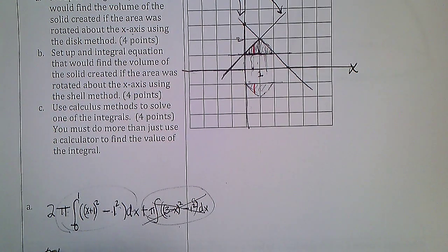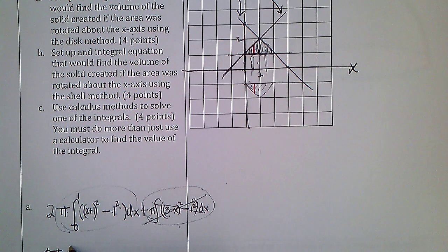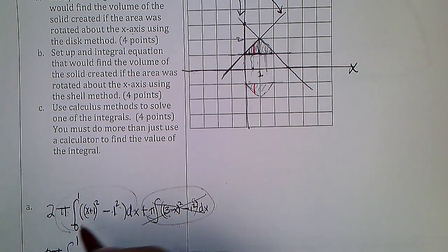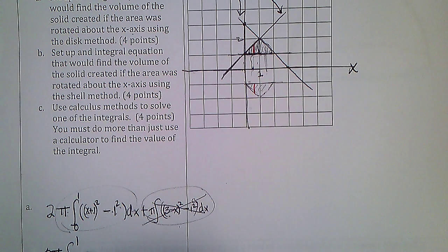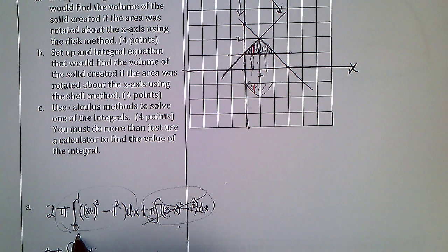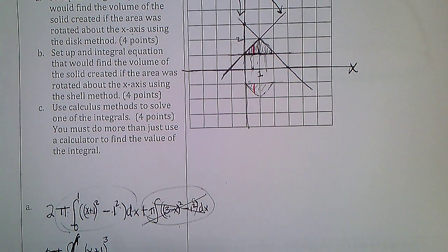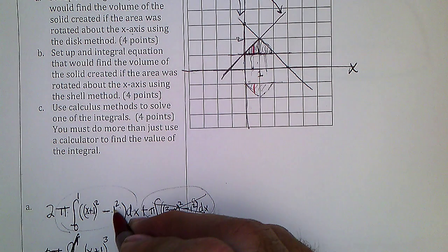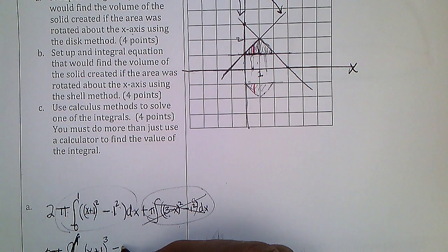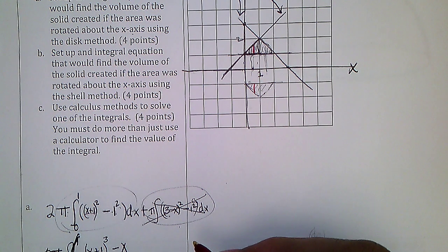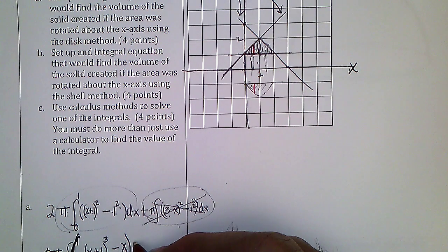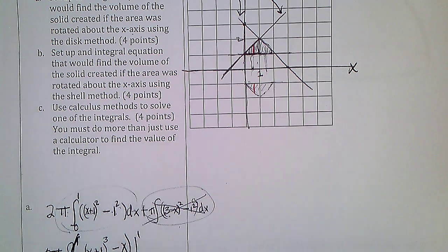So 2 pi times the integral from 0 to 1 of (x plus 1) squared. I'm going to actually do the integral. (x plus 1) squared would be (x plus 1) to the third divided by the derivative inside, which is 1, so that's fine. And the integral of minus 1 is minus x, evaluated from 0 to 1.